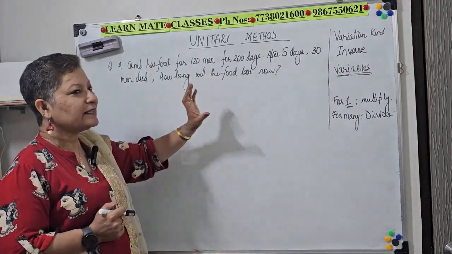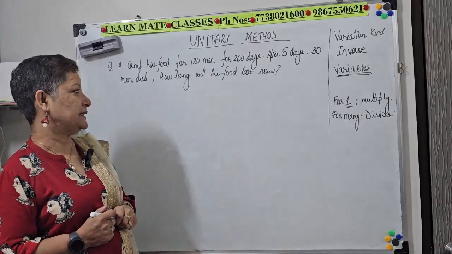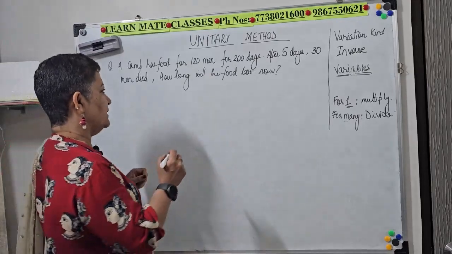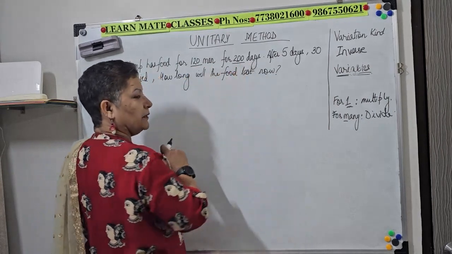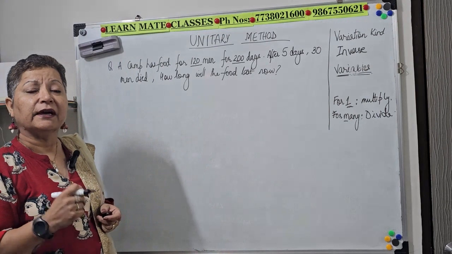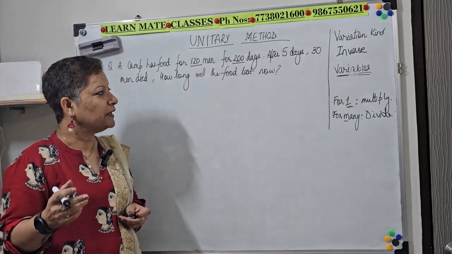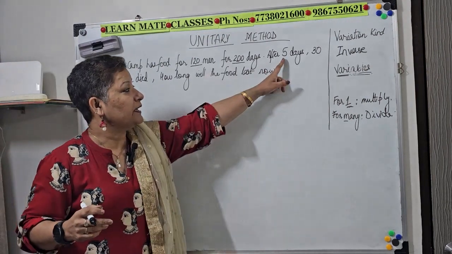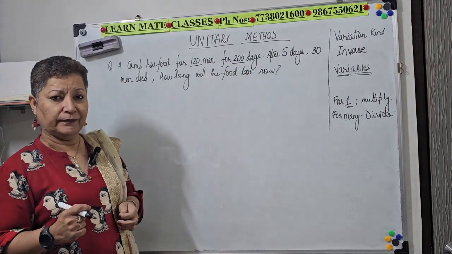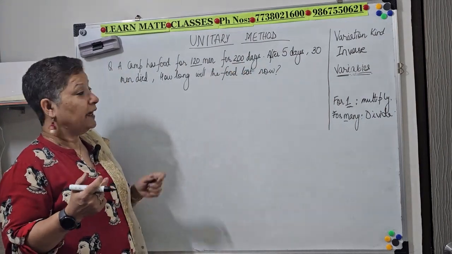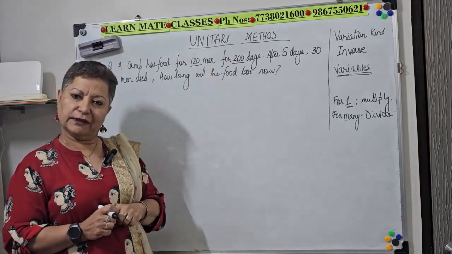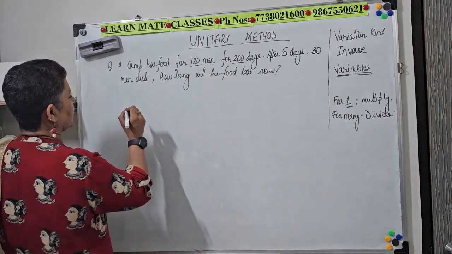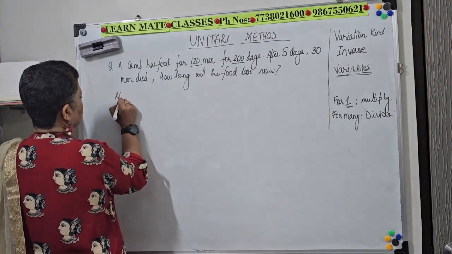But there is a slight change in the kind of question. Initially there were 120 men, and at that time the food would have lasted for 200 days. After 5 days are over, how many days are left? 195 days. Had those people still continued, the food would have lasted for 195 days. Agree? So, let's just change this part a little.